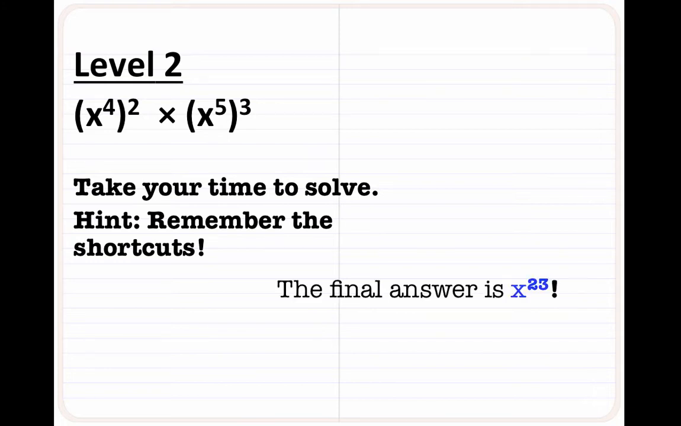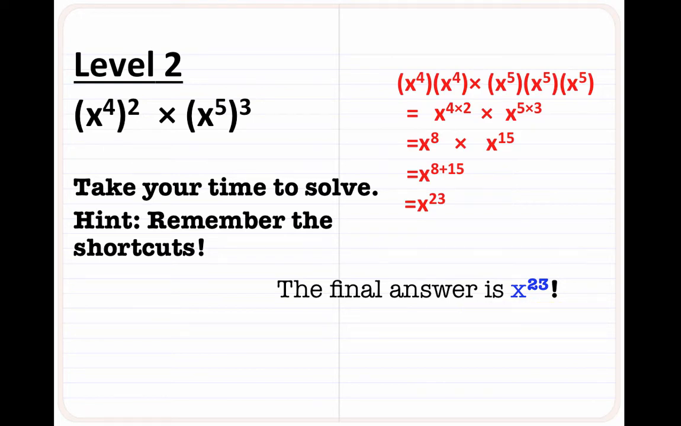The final answer is x to the 23rd power. This is because x to the fourth power to the power of 2 times x to the fifth power to the power of 3 gives you x to the fourth power times 2 times x to the fifth power times 3, which is x to the eighth power times x to the 15th power. That gives us x to the eighth power plus 15, which is x to the 23rd power. See, it is not that hard. So if you got that right, you're doing fine.